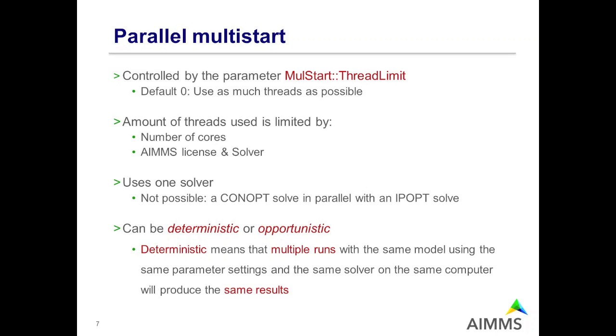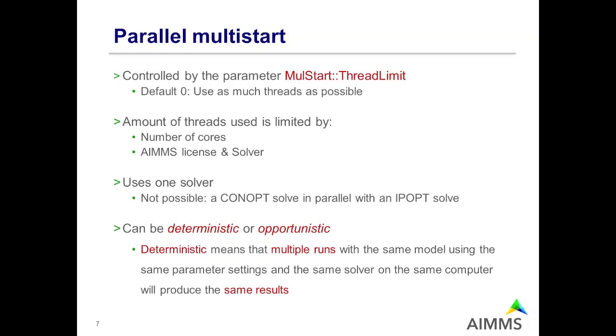The parallel multistart is controlled by the parameter thread limit, and its default value is 0, which means it will use as many threads as possible. The number of threads used is limited by the number of cores in the AIMMS license. So if you have a machine with 4 cores, then it will use 4 threads, at least if the AIMMS license allows it.